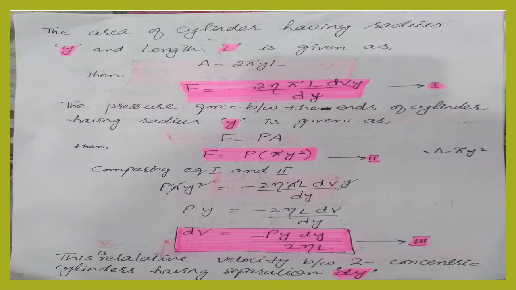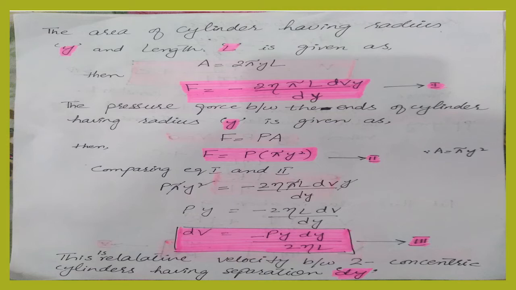The pressure force between the ends of the cylinder having radius y is given as F is equal to P A. Here the area is equal to pi y square, where the radius is y. So F is equal to P pi y square. That is equation number 2.